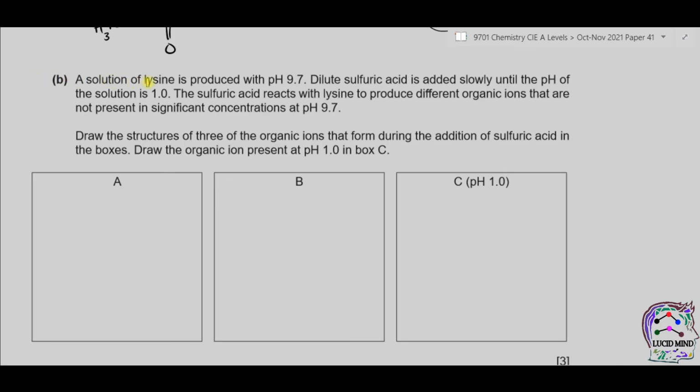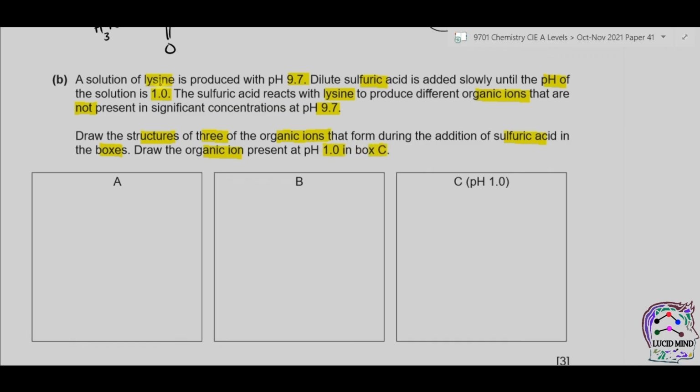Part B. A solution of lysine is produced with pH 9.7. Dilute sulfuric acid is slowly added until the pH of the solution is 1.0. The sulfuric acid reacts with lysine to produce different organic ions that are not present in significant concentrations at pH 9.7. Draw the structures of 3 of the organic ions that form during the addition of sulfuric acid in the boxes. Draw the organic ion present at pH 1 in box C.